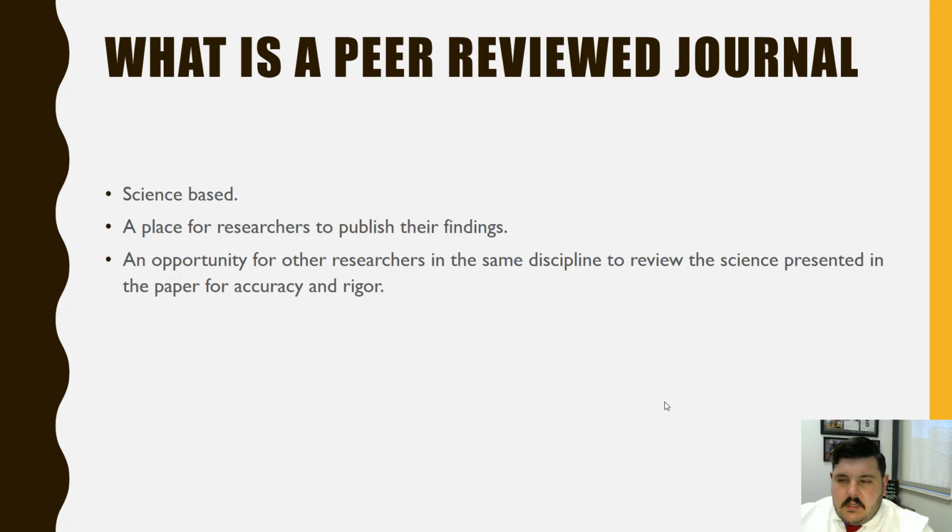And so whenever I say discipline, we'll take the equine industry, for example. So let's say that you are a vet, you specialize in the equine industry. There's probably some type of journal out there. So your discipline are other vets or other scientists that specialize in the equine industry. So think of a peer-reviewed journal. Different disciplines have kind of their own journal. This is an opportunity for other researchers in the same discipline to also review the science presented in the paper for accuracy and especially rigor.